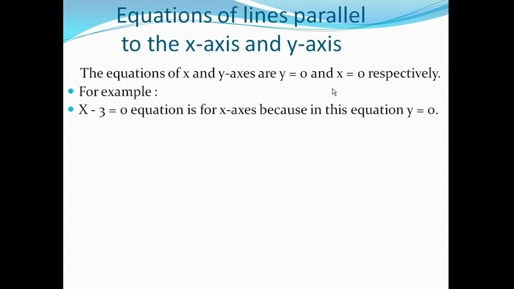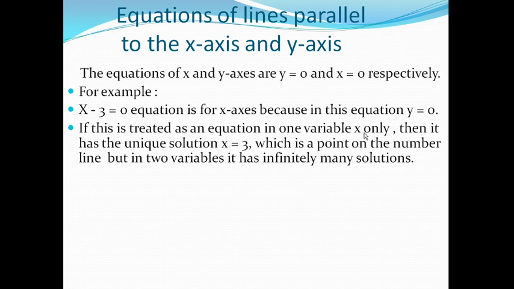For example, the equation x minus 3 is equal to 0 is for the x-axis, because in this equation y is 0. If this is treated as an equation in one variable x only, then it has a unique solution. What is the unique solution? X is equal to 3, which is a point on the number line, and we can represent it. But in two variables, it has infinitely many solutions.